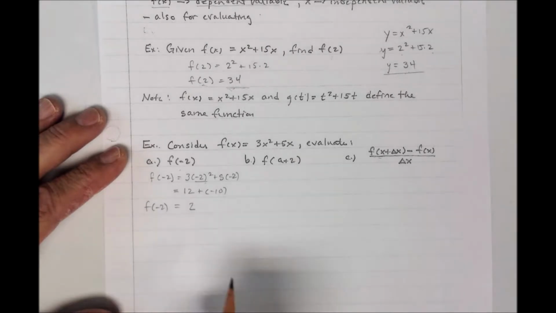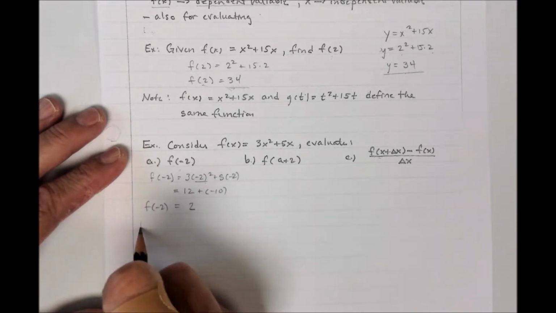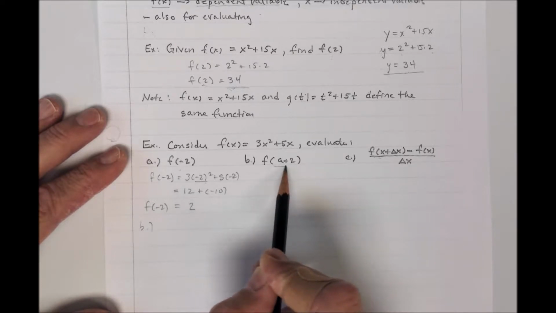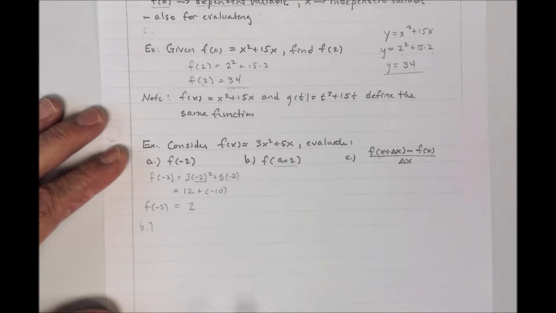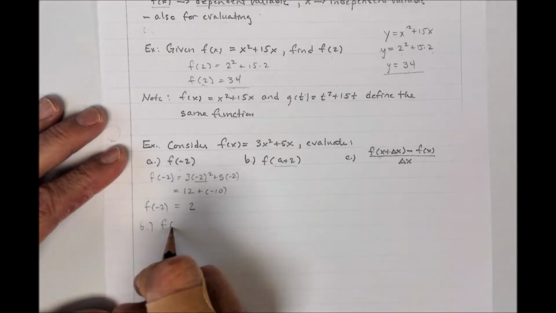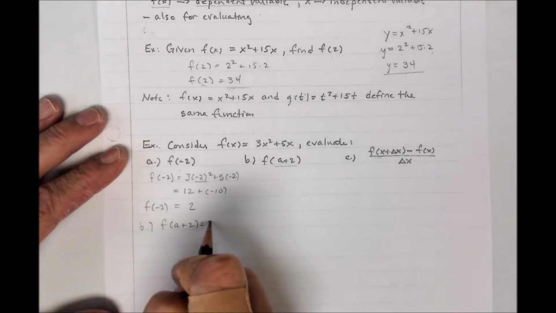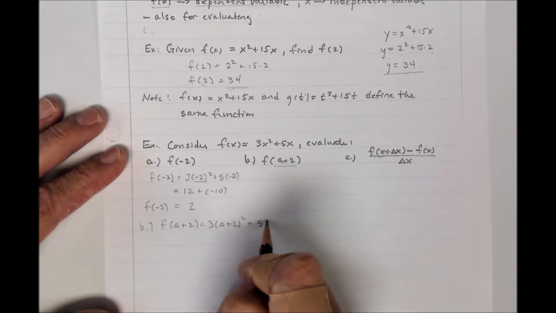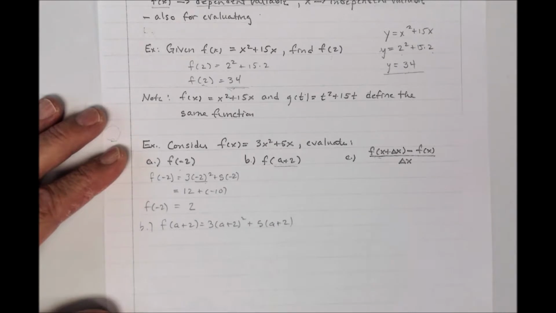For part B, I have f of a plus 2. Now f of a plus 2 means that you're substituting all of this in for the independent variable x. So f of a plus 2 would be 3 times (a plus 2) to the second power plus 5 times (a plus 2). It looks a little awkward to plug in something that's kind of like a binomial, but that's exactly what we do, and that's why we know how to do our algebra to simplify this expression.